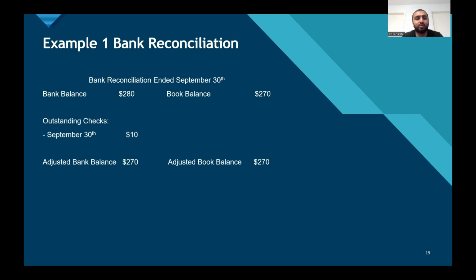And what we would do is write out the outstanding checks, and on September 30th, we wrote the check, right? And since that happened, we just account for that, and we minus 10 from the bank balance, which adjusts it to $270. So the adjusted bank balance is $270, and the adjusted book balance is $270. And we are cleared of any errors and discrepancies. This looks fine. So this is a simple example of the bank reconciliation when we are sending out checks, right?